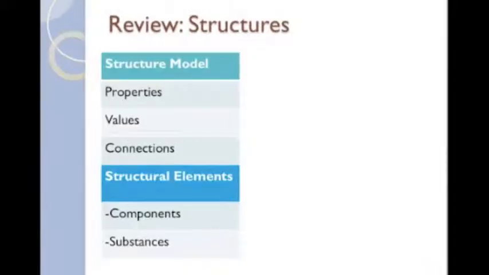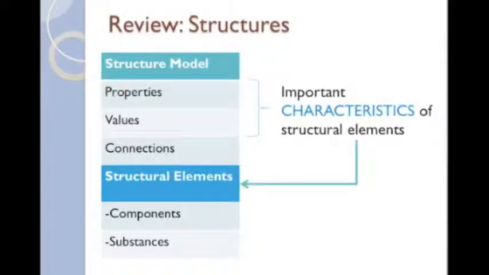To review, structural elements are either components, which are discrete parts, or substances which can flow through a system. These are the what of a system. Structures have properties like size and temperature, and properties take on different values like 22 degrees Fahrenheit. These are the important characteristics of the structural elements of a system and can take on either quantitative values, such as 94.7 Fahrenheit, or qualitative values, such as hot.